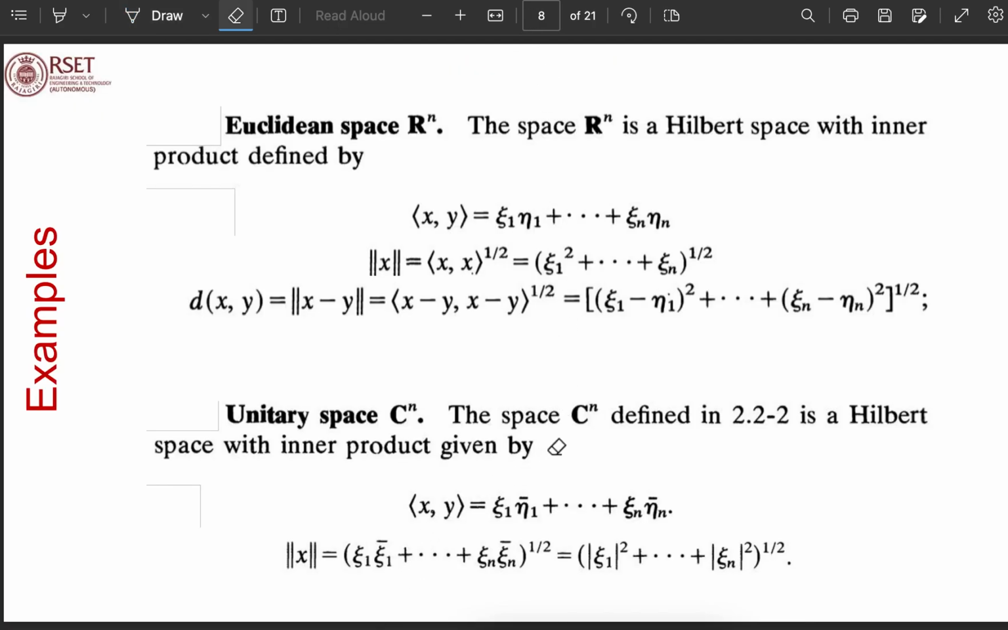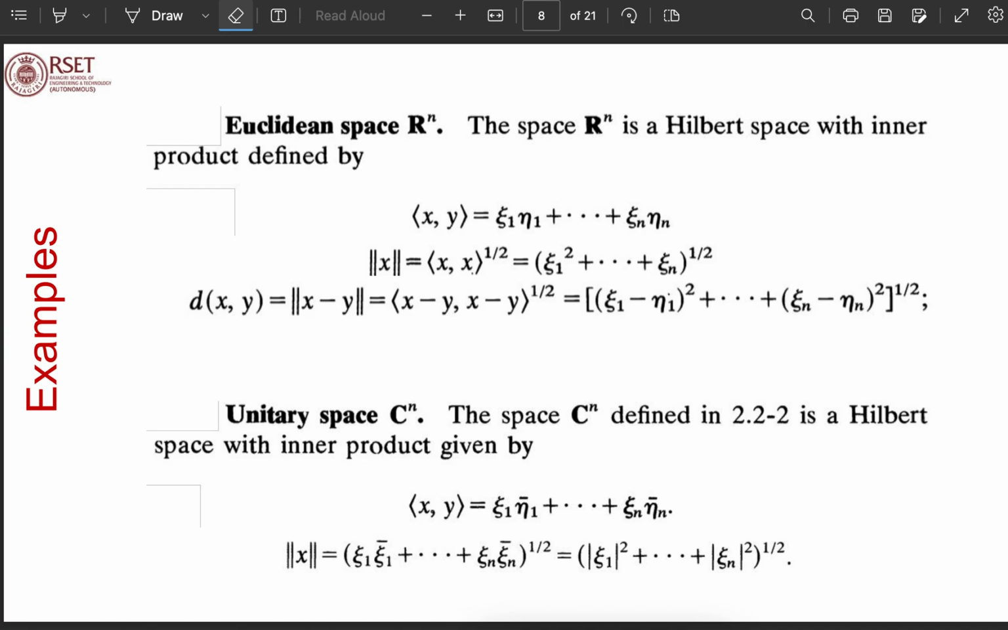So in Cn we can generalize that. Cn will have n components. Each element in Cn will have n components. That is, here x will have n components, psi 1, psi 2, etc., psi n, and y will have n components, eta 1, eta 2, etc., eta n. So inner product x, y is here defined as psi 1 into eta 1 conjugate plus etc. plus psi n into eta n conjugate.